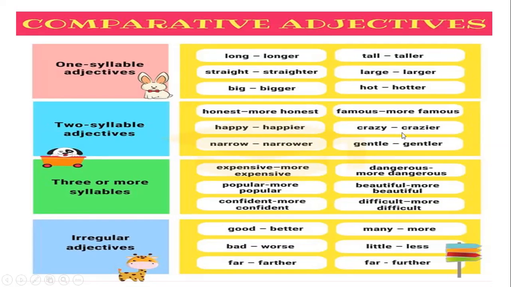Crazy, crazier. Narrow, narrower. Gentle, gentler. Expensive. So we have here three or more syllables. So I say more expensive, more dangerous, more popular, more beautiful. And as I said before, with the irregular adjectives, I said good, better, bad, worse, far, farther, many, more, little, less, far, further. It's a synonym, right? You can say farther or you can say further.